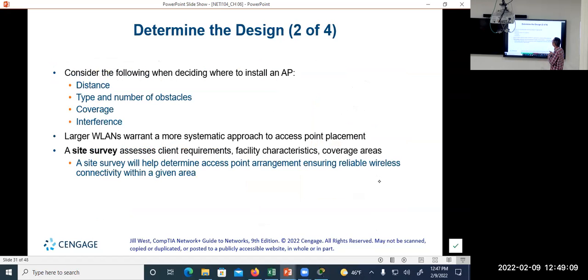Now, when you design the wireless network, you have to consider some things. The first one is the distance. What happens if the range is too short? You are not able to access it. You also have to consider the type and number of obstacles. A concrete wall totally blocks the signal, but a dry wall is okay, not much. You also think about coverage and interference. Interference is really challenging in wireless networks because it is very easy to get interference from electromagnetic machines. So the site survey is very important.